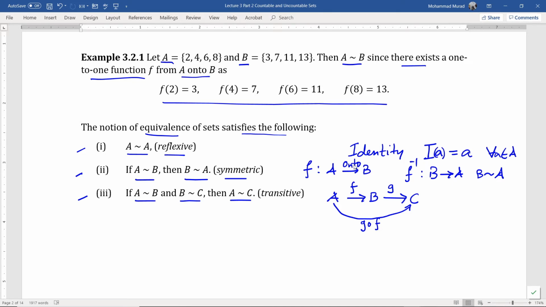And we can show if F is one-to-one and G is one-to-one, then G of F is also a one-to-one map. Similarly, if F is onto and G is onto, then G of F is also an onto map. Simply, if F and G are two bijections, then G of F is also a bijection. Therefore, the set A is equivalent to the set C.